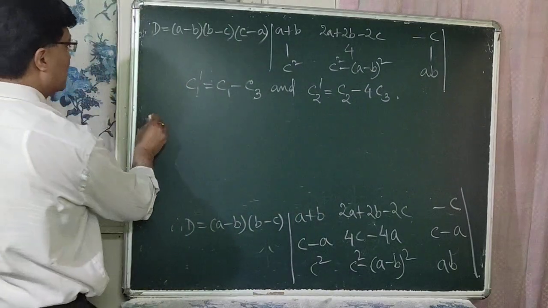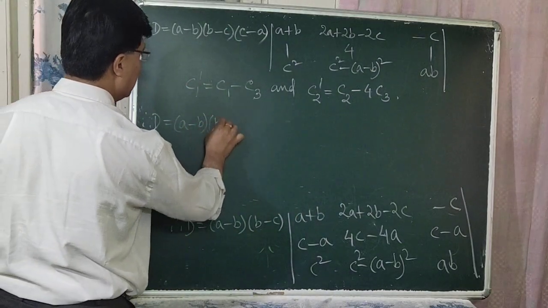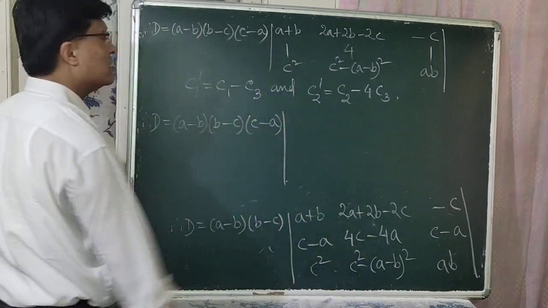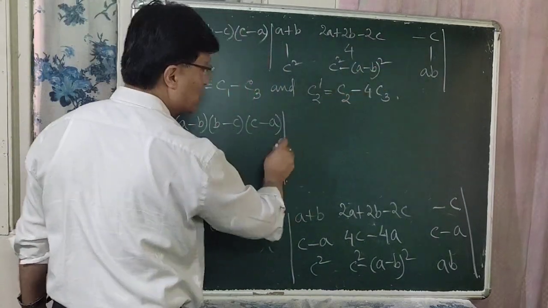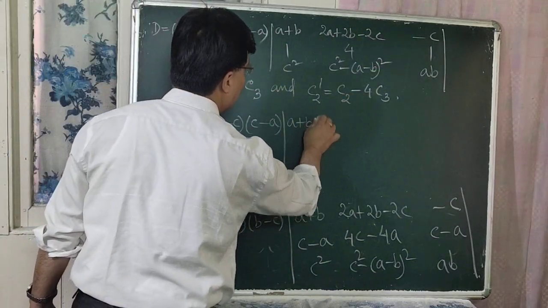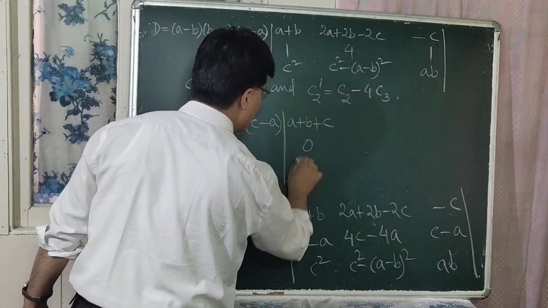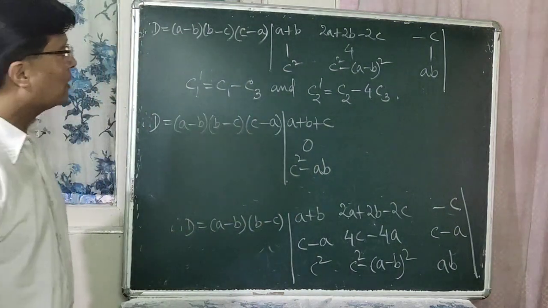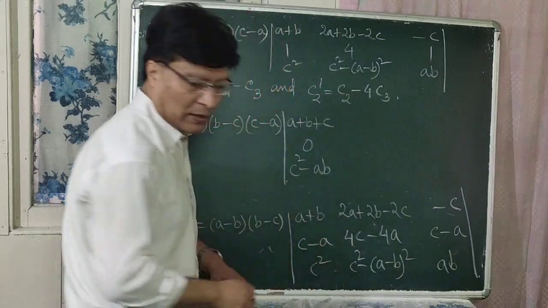So let us simplify it. D is equal to a minus b into b minus c into c minus a. Now what is the new first column? It is a plus b plus c, 1 minus 1 is 0, and c square minus ab. This is c square minus ab. Right? And now the next one, how does it change?